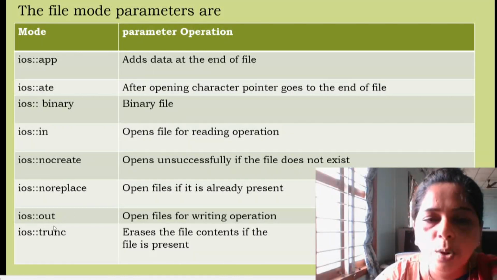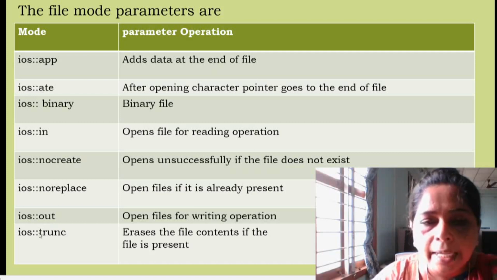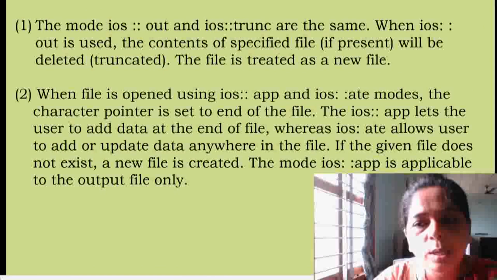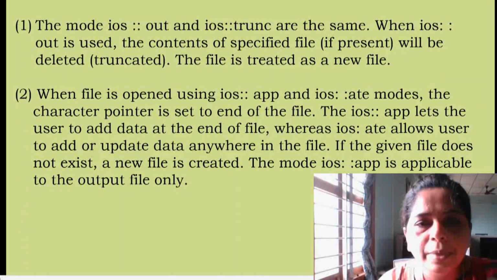Next one is ios::out. That means the file will be opened in writing mode. That is, usually ios::out will be used with ofstream. Next is ios::trunc. That means truncate. Truncate means to delete the data inside the file. So when we use this mode, the content of the file will be erased. Some more points about using the modes in the program: first one is ios::out and ios::trunc are the same. That means both modes will be erasing the content of the file.